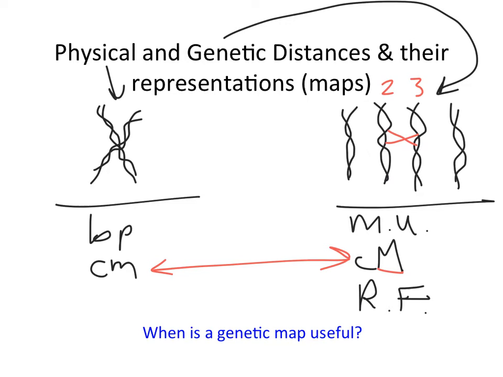So we represent distances between genes on physical maps in physical distances, numbers of nucleotides, but on genetic maps, map units, centimorgans, recombination fraction. All of those terms for genetic distance measure crossovers. It's how many crossover events happen between two genes. So it's just another way of measuring distance. We've got physical distance, we've got genetic distance.